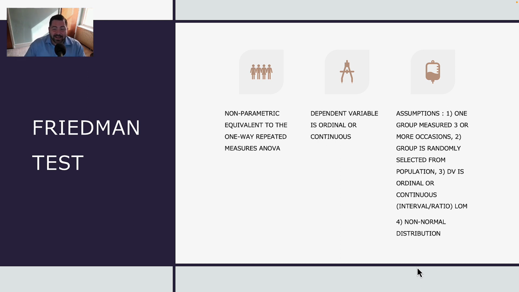The second is that the group is randomly selected from the population. The third is that the dependent variable is ordinal or continuous in nature, which we said already. And the fourth is we assume a non-normal distribution.